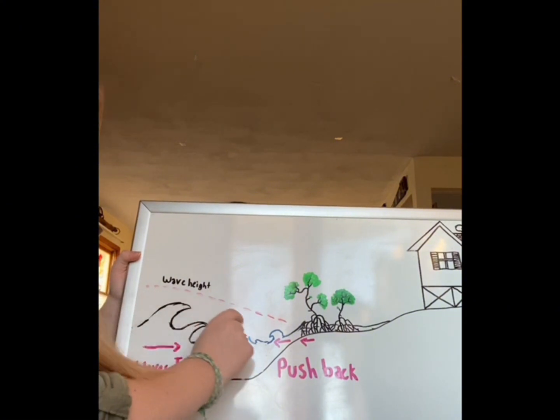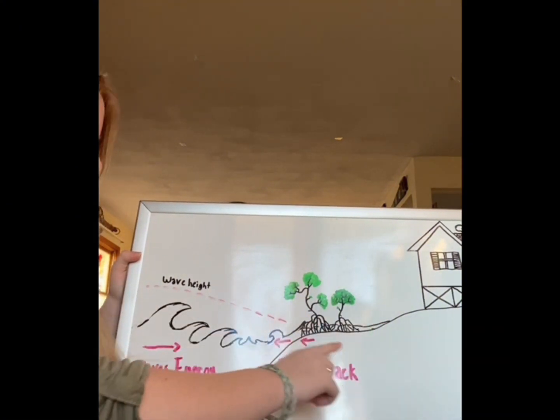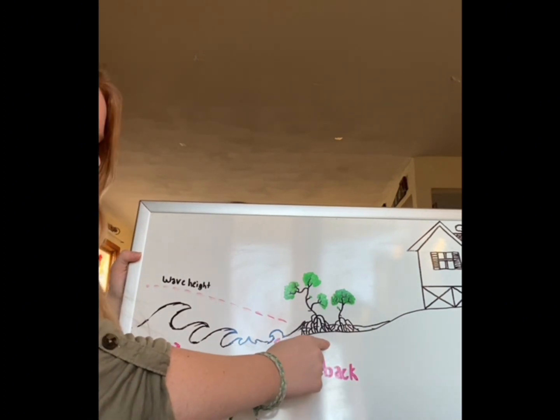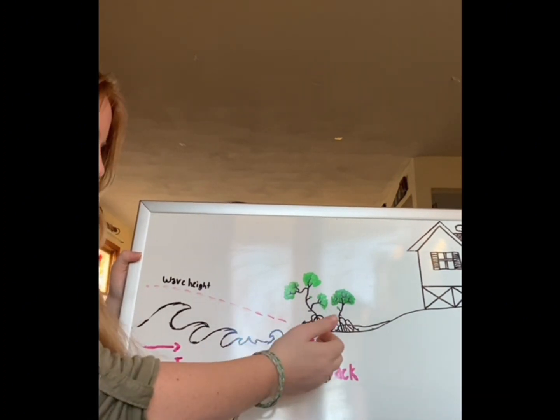As you can see in the image, the wave height lowers as it goes towards the mangroves. This is because as the wave energy pushes this way, when the water hits the mangroves, it pushes back and lowers the energy, causing the wave height to go down.